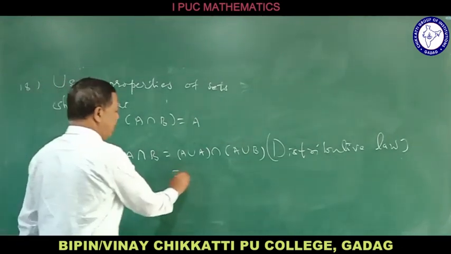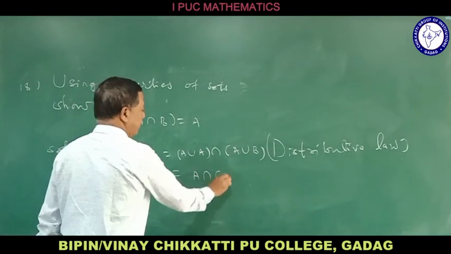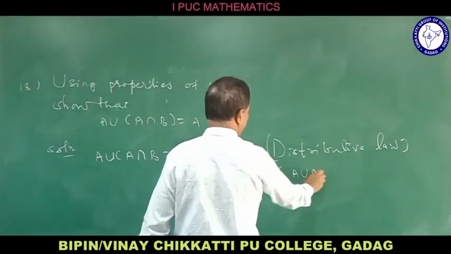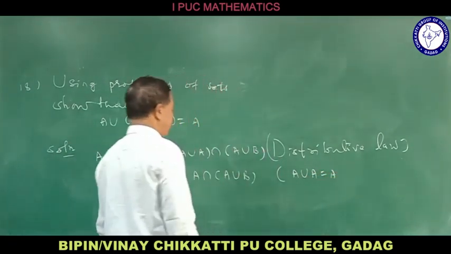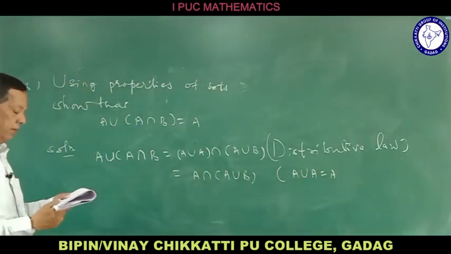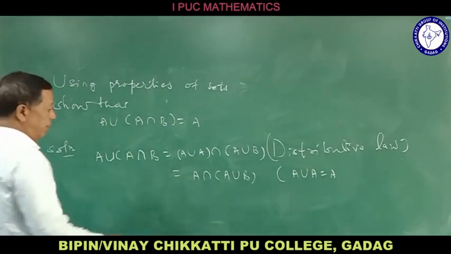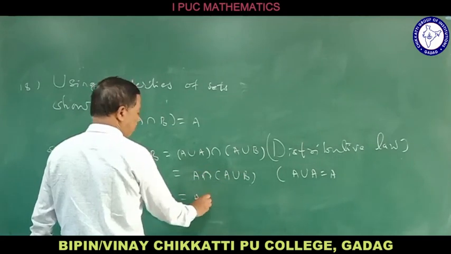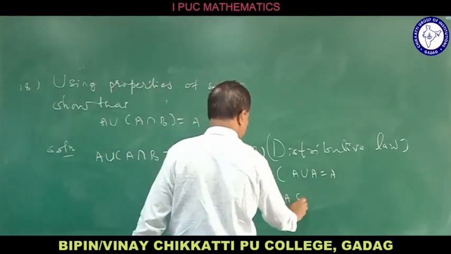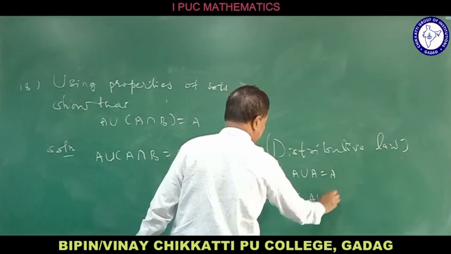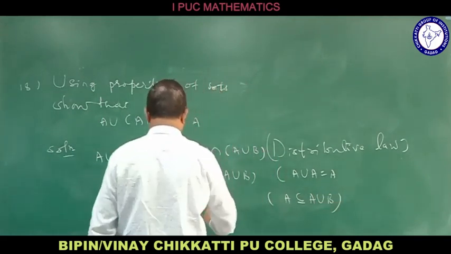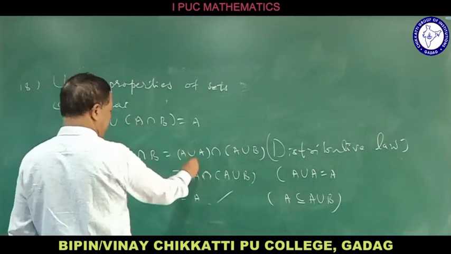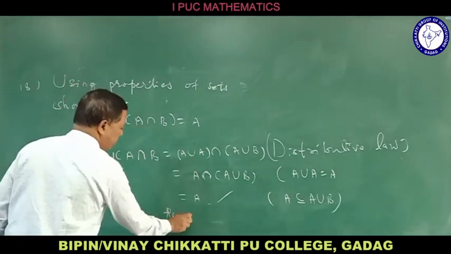And here you see that A union A is A. Also you have to understand that the property says A union A is always A only. There is no question now. Ultimately this is nothing but A intersection (A union B), so this is A. Why? Because A is a subset of A union B. So that is the result: A union (A intersection B) equals A. Hence the result.